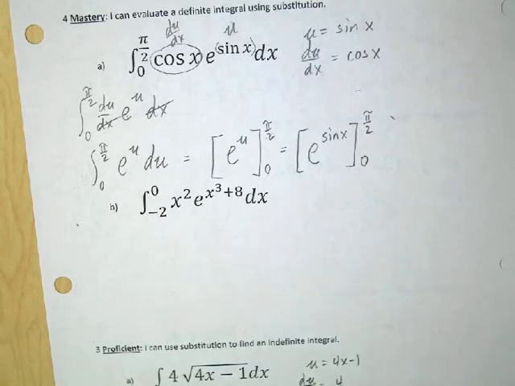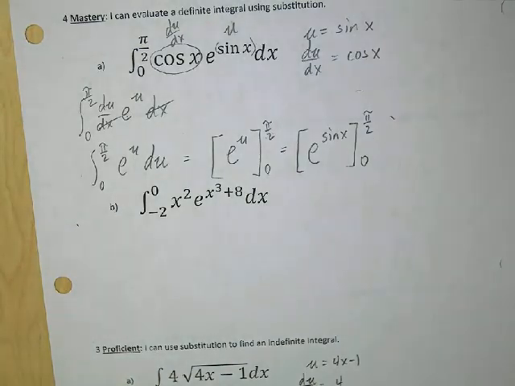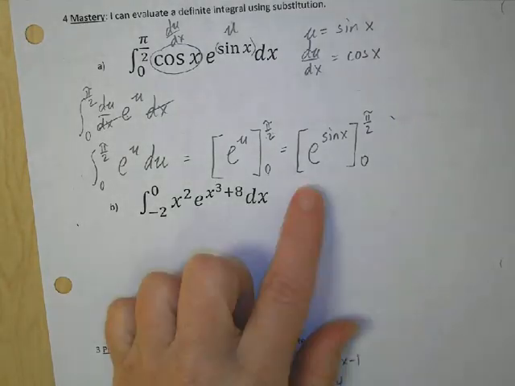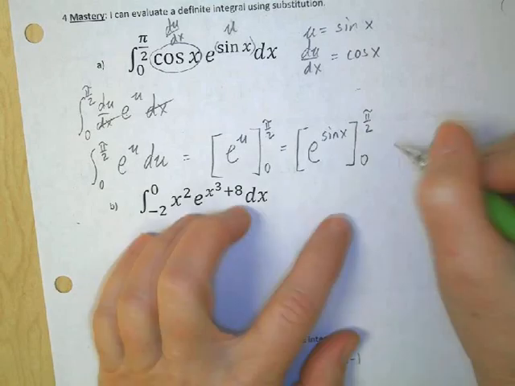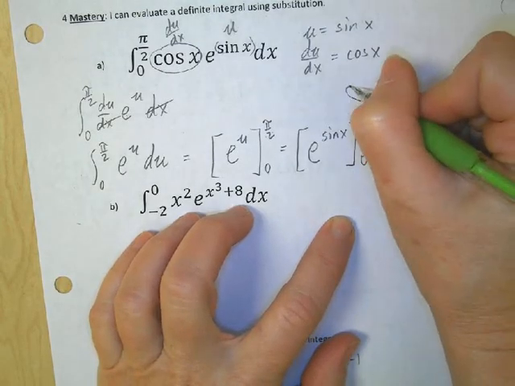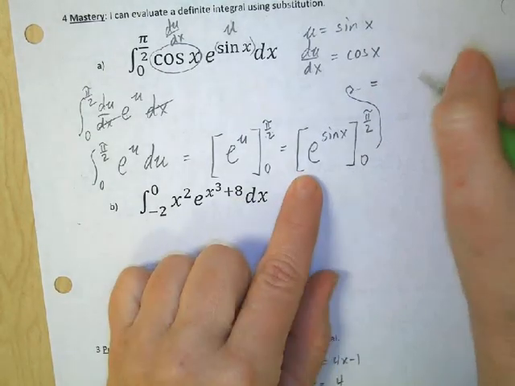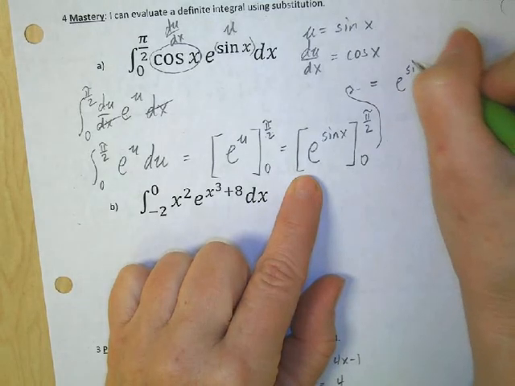Okay, now we're ready to evaluate it. So now I'm going to evaluate. Do I have enough room? I think I'm going to bring it up here a little bit. I'm going to put it here. So I'm going to have e to the sine of pi over 2.